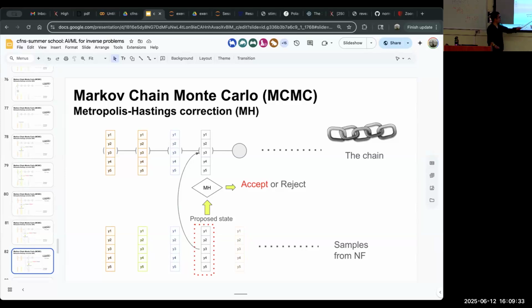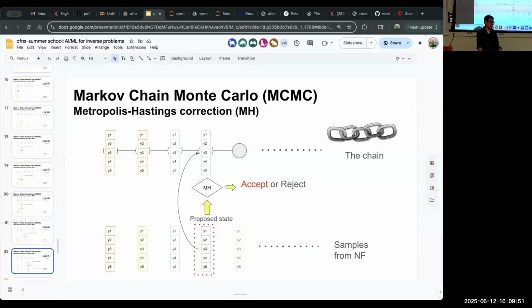What is this box that decides to accept and reject? How many of you have ever done the exercise of computing pi by throwing dots into a circle?